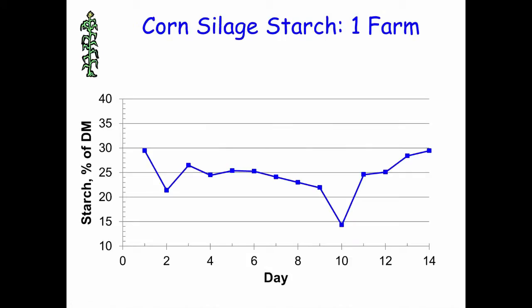And this is an example from a farm. This is starch, but the NDF is pretty much just the opposite. And these are daily samples for 14 days. And what this illustrates is the real risk of sampling error.